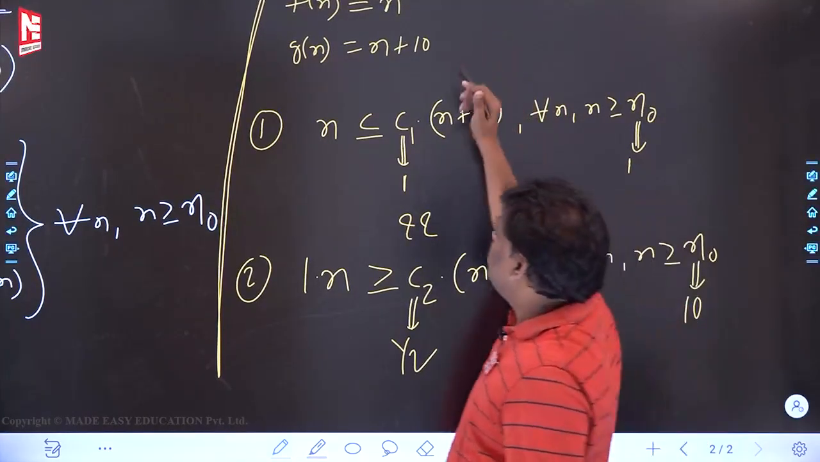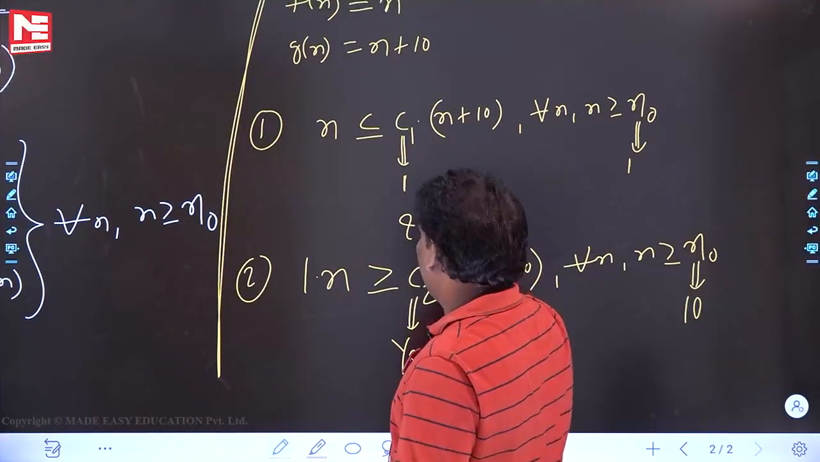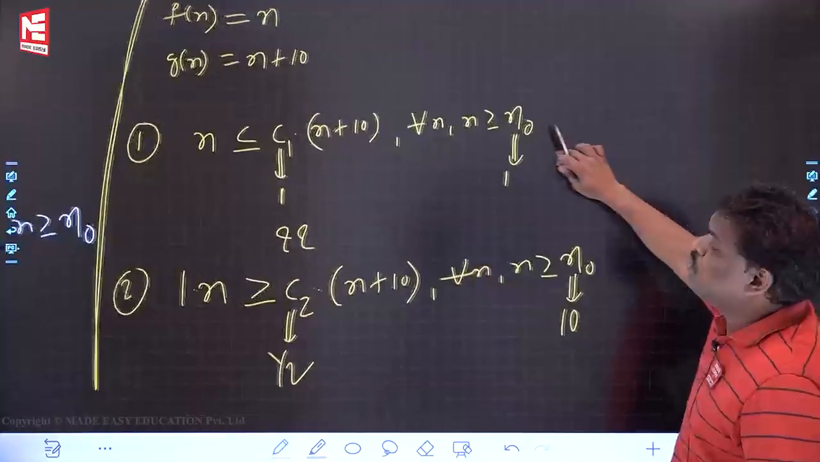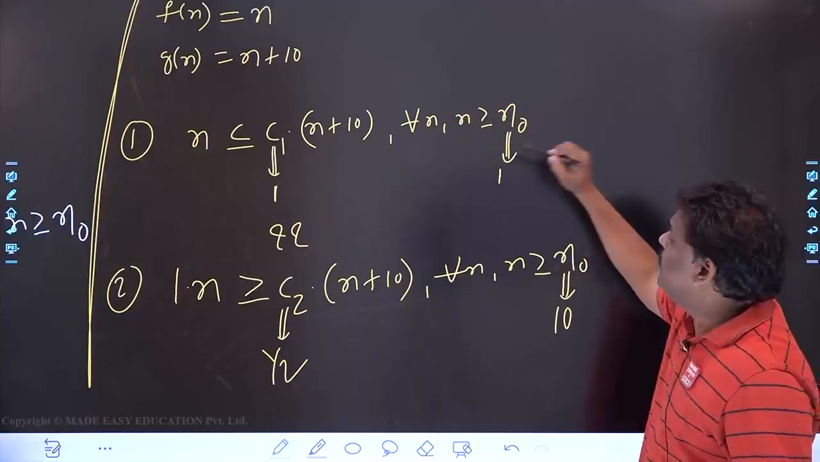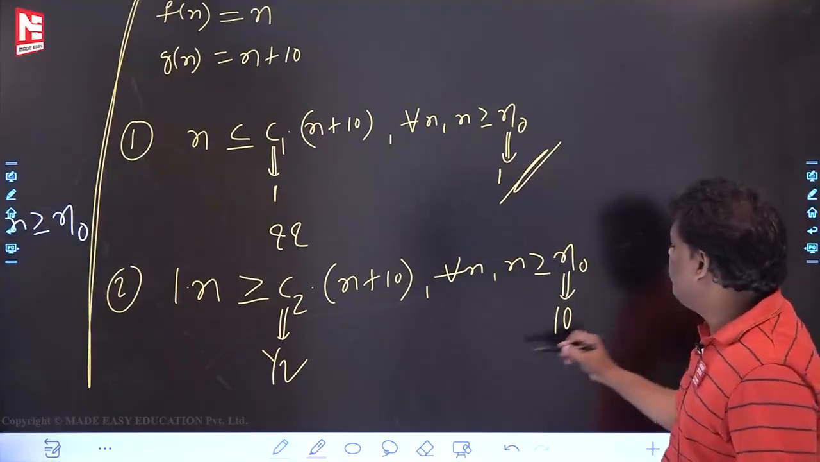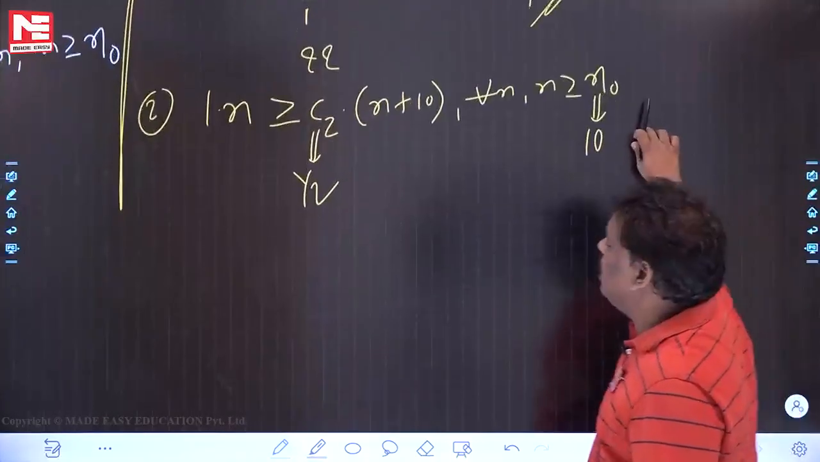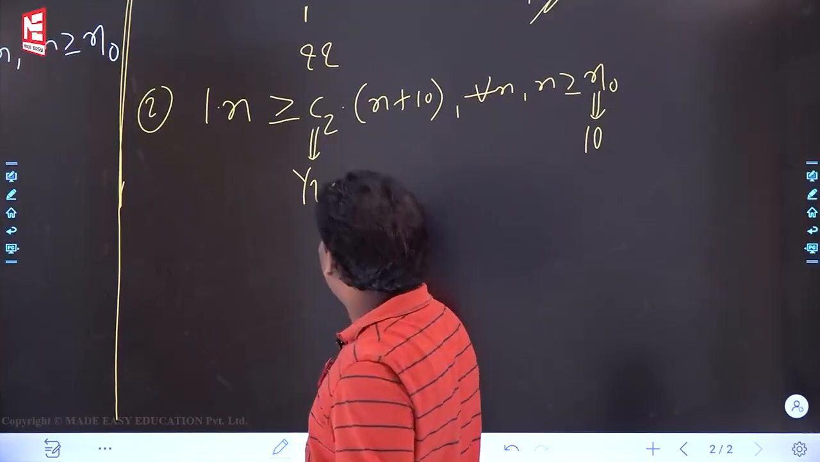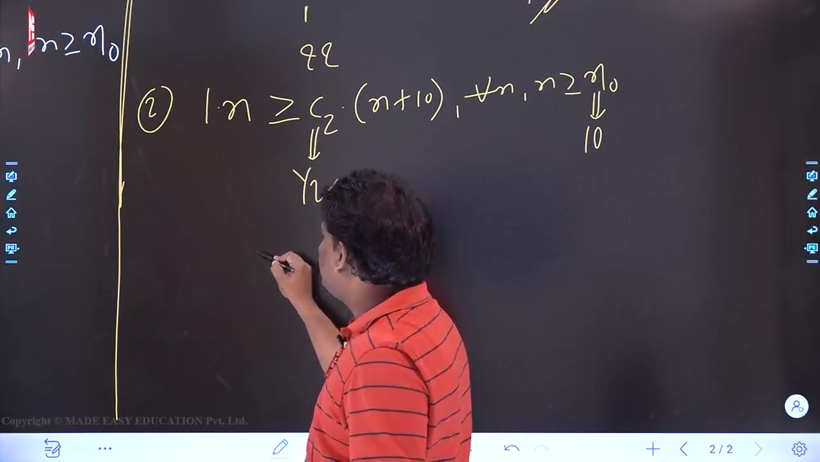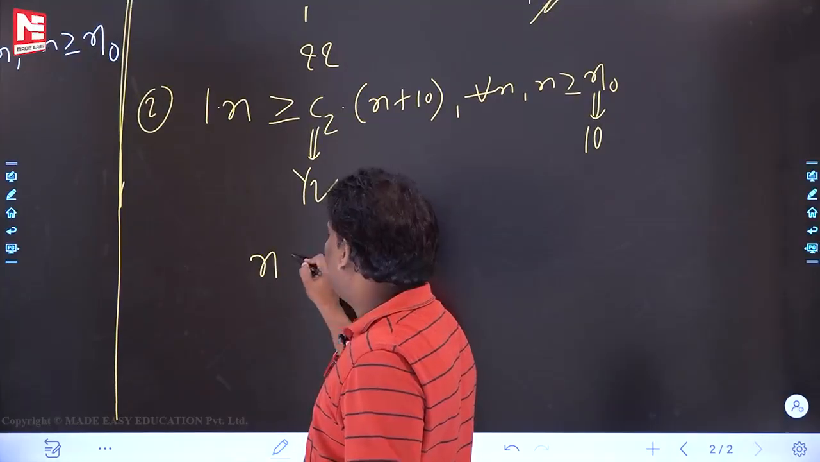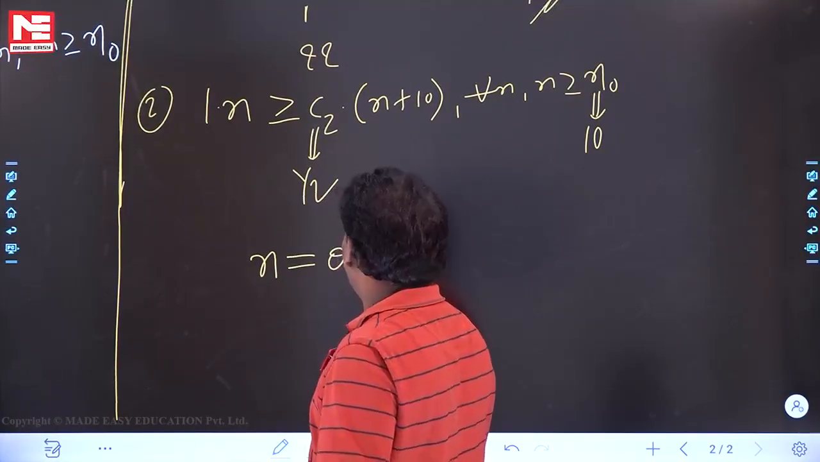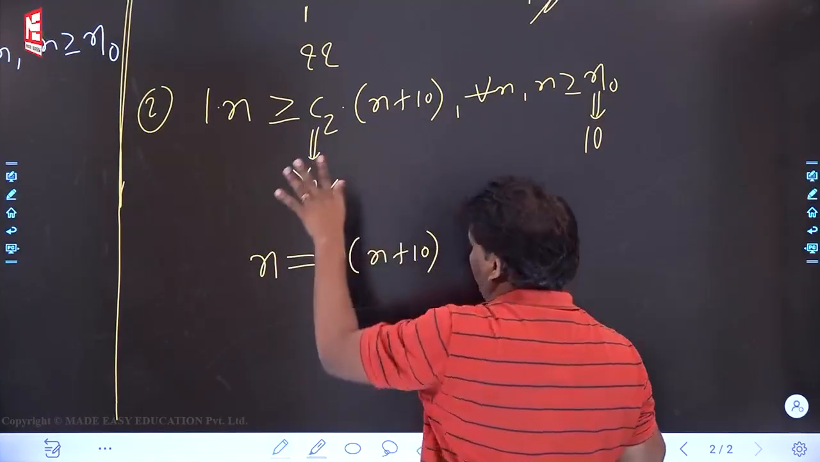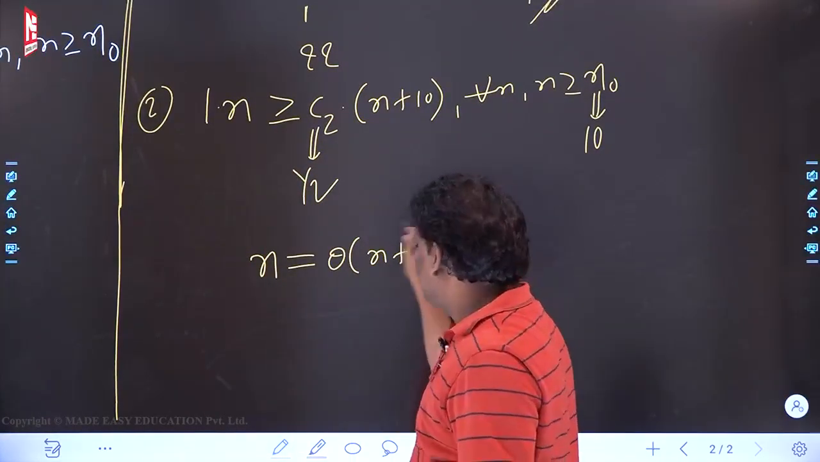So between f and g, big O is possible for c1 equal to 1, omega is possible for c2 equal to 1 by 2. Can you say these two should both be true? Big O is true from 1 onwards. Omega is true from 10 onwards. Can you say what the combined one is? Combined one is this one. Big O possible, omega possible. Because both big O and omega are possible, I can say finally, f of n, which is n, is theta of n plus 10. First one is big O, second one is omega. Then I can say theta is possible.